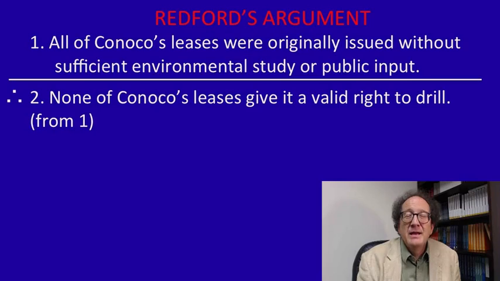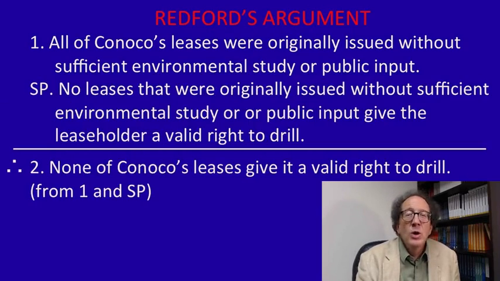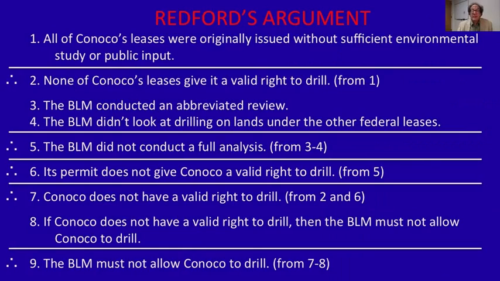So what do we need to add to make it valid? Well, we need to add a suppressed premise. And that suppressed premise basically says no lease that is made without sufficient environmental study and public input is valid or conveys a valid right to drill. Then we have a valid argument from that premise plus 1 to the conclusion 2 that none of Conoco's leases give it a valid right to drill. Next comes the step from 3 and 4 to 5.